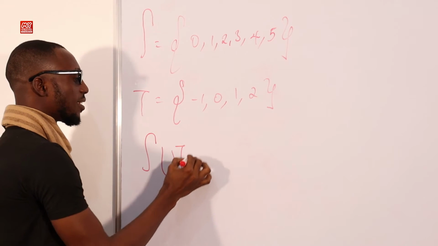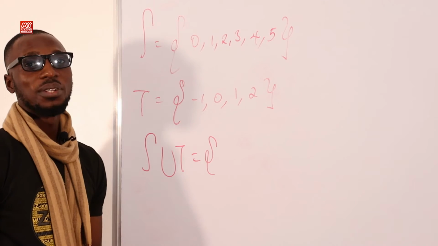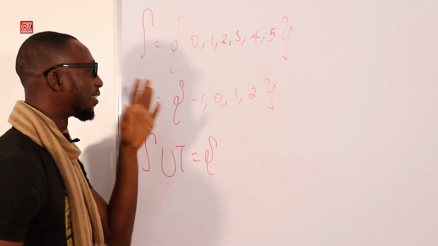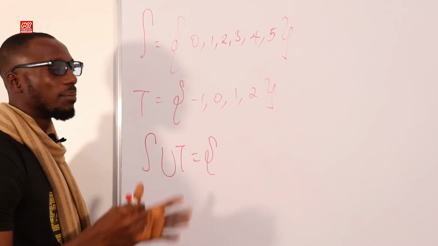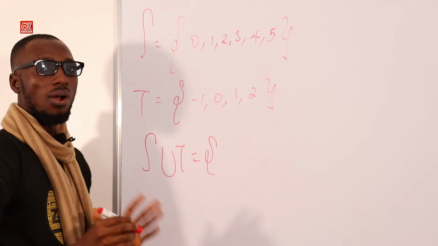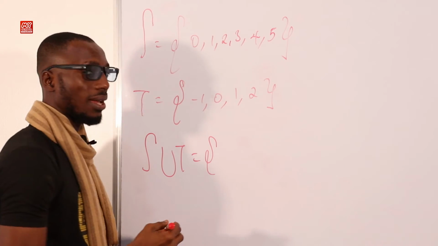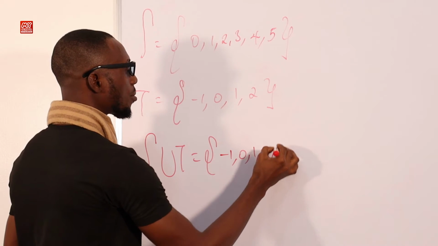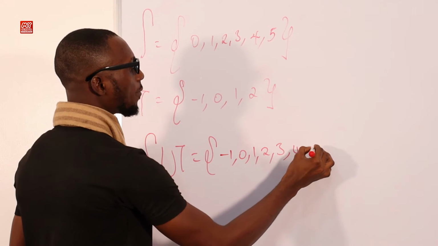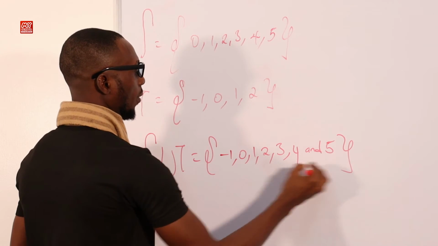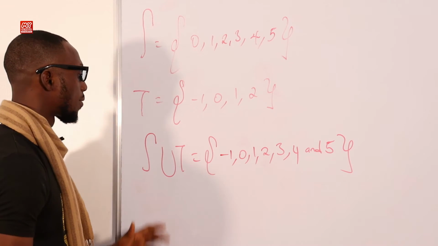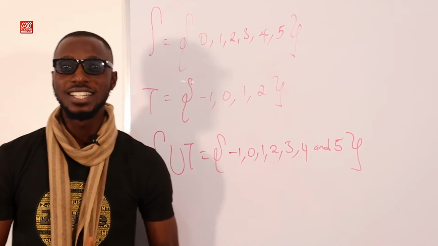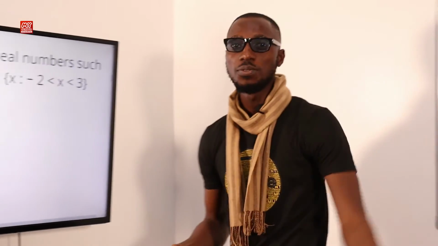S union T would tell you that all of the members we can find in S and in T, all of them put together. There is no need for comparison, just put them together. So I can take a particular order, that is minus 1, 0, 1, 2, 3, 4, and 5. So these are the members of S union T. So let's go back to the screen to select the correct option from minus 1 to 5.